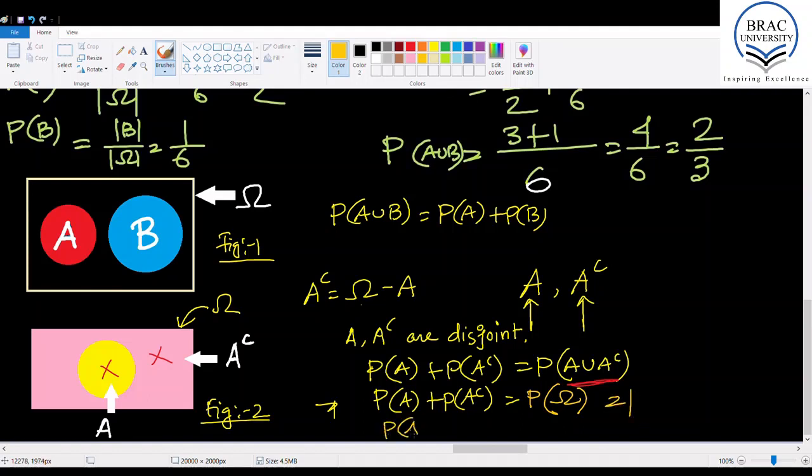That means P of any event happening plus P of that event not happening equals 1. This is very important, and we are going to use this corollary in solving some difficult problems in future. So remember this: the probability of some event A happening plus the probability of that event not happening equals 1. Alright?